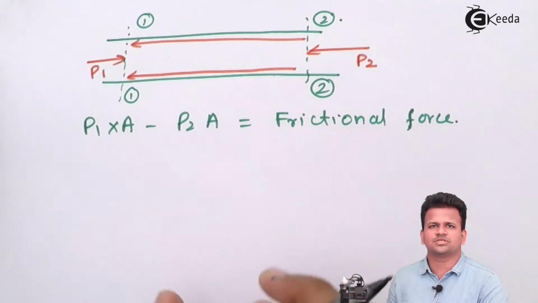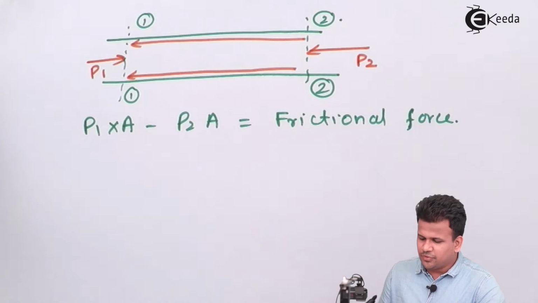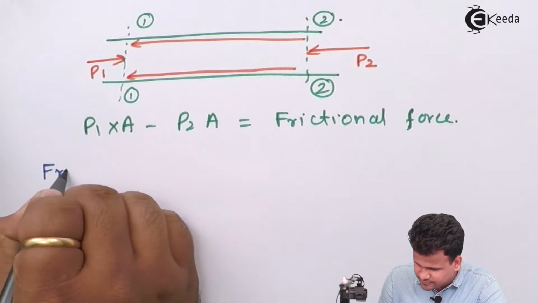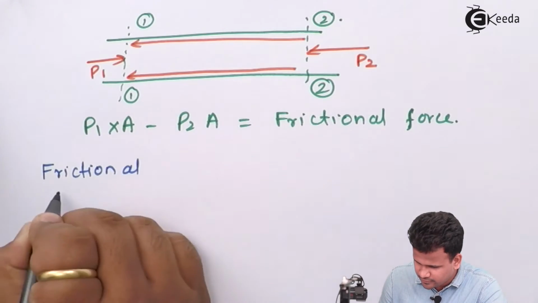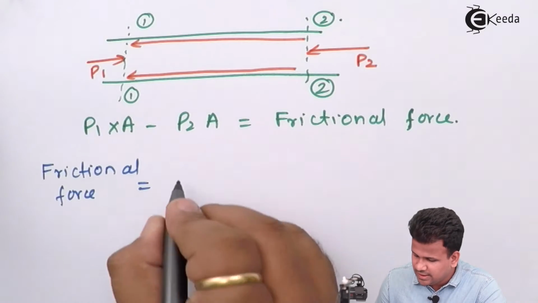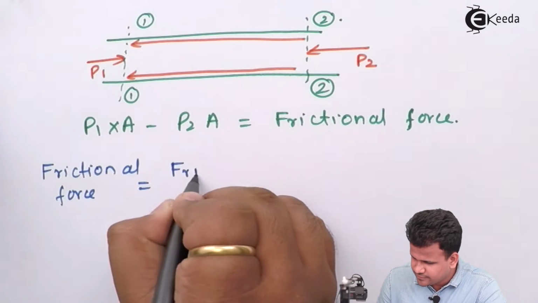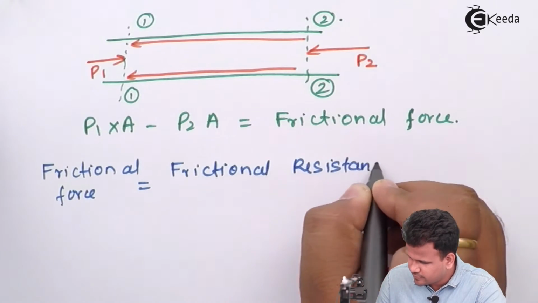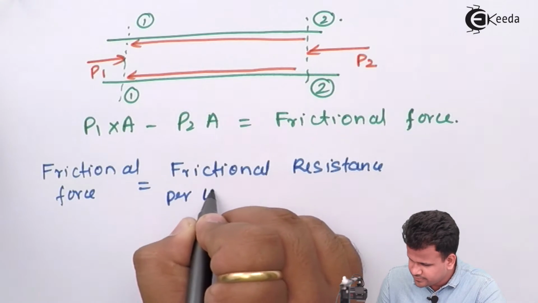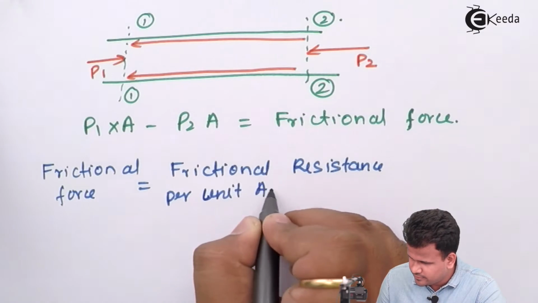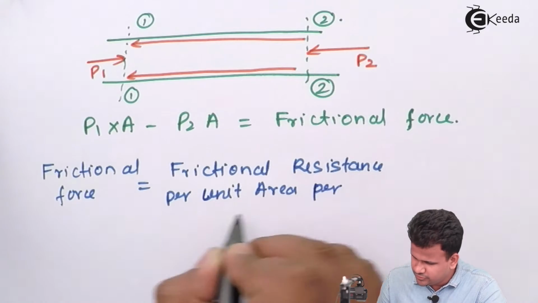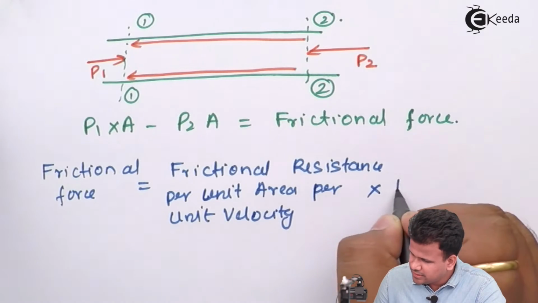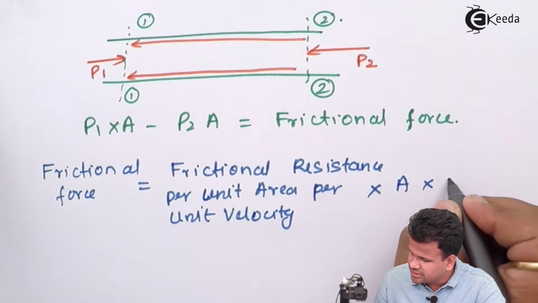Now let us evaluate this frictional force. The formula for this frictional force is given by Froude. Froude is a scientist who calculated this frictional force, and it is given as frictional resistance per unit area per unit velocity into area of cross section into velocity square.